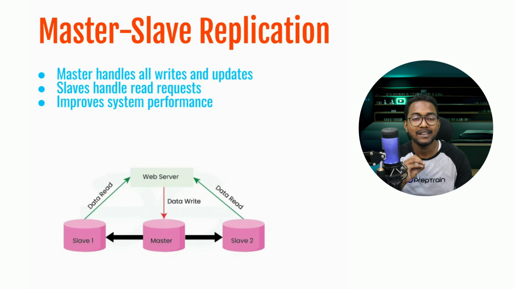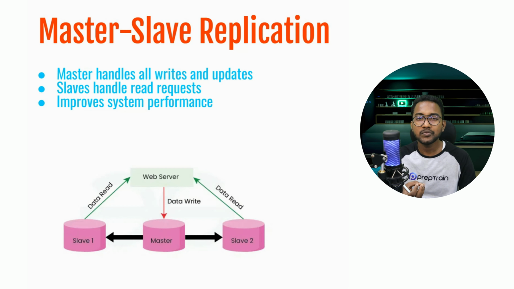Let's now take a closer look at master-slave replication, one of the most common database replication strategies used in backend systems. In this setup, the master database handles all the writes and updates, so any changes to the data, whether it's adding new information or modifying existing data, are done by the master. Once these changes are made, they are replicated to the slave databases, which are read-only replicas of the master.